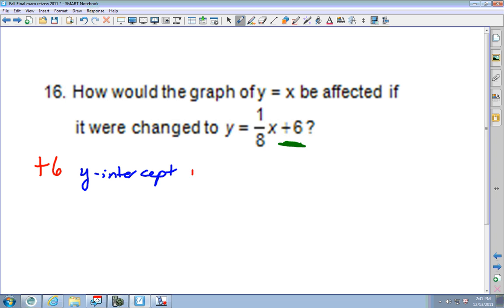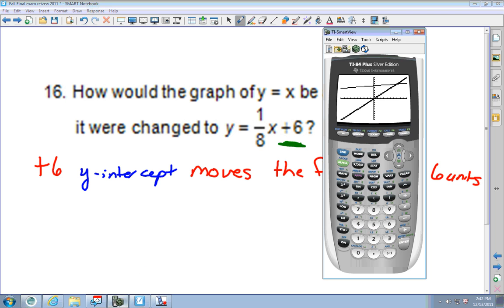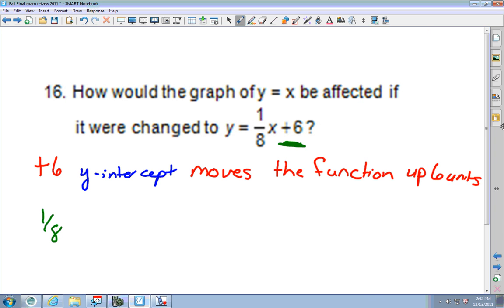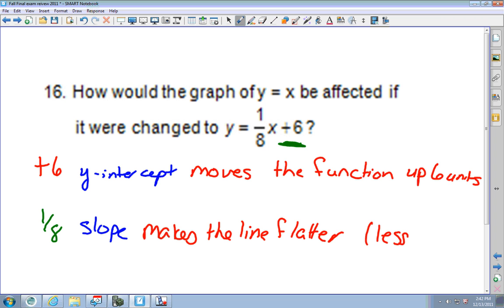Moves my equation, moves the function up 6 units. Well, what is the 1/8 doing to it? Well, look at it. Is it the same steepness? No, it is not. The 1/8, which is the slope, makes the line flatter. Or you could say less steep, because it makes it closer to 0.